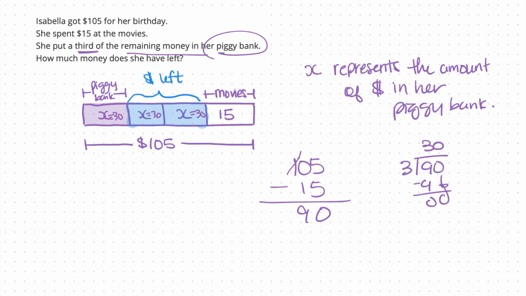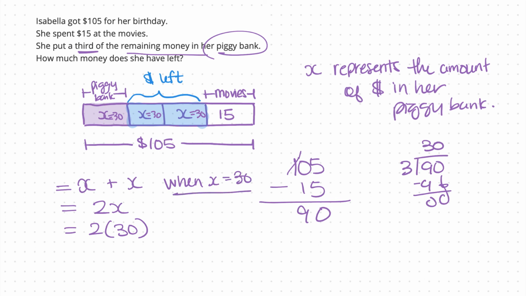And if I want to know how much money she has left, well, she has an x plus an x left. Or in other words, if we have an x plus an x, you guys now know that that's the same thing as saying 2x. And we can continue using what we've learned about substitution and say 2, and instead of x, we can say 30. Because really it's like saying when x is 30. And now we have 2 times 30, which is going to give us 60. So Isabella has $60 left.